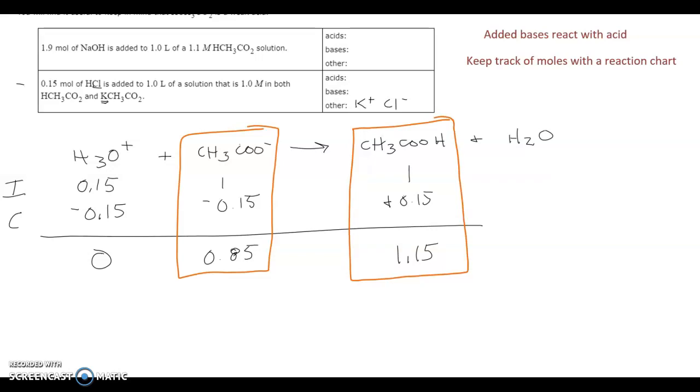So the acetate is going to be a base. The acetic acid is going to be an acid. So we would list both of those under the corresponding categories. All of the H3O+ is used up. And that is it.